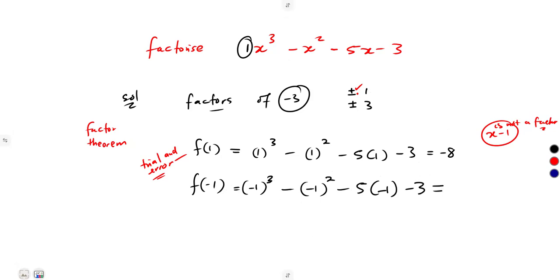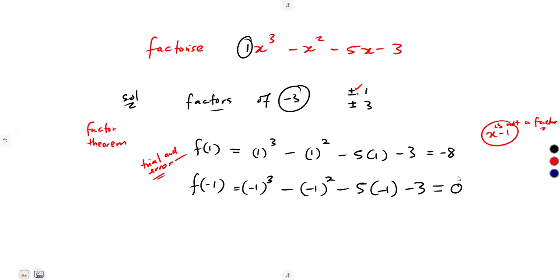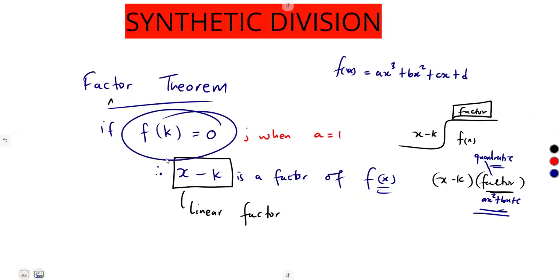That's equal to what? In place of x, we are going to put a -1, like this. And you can see that you are obtaining a 0. This is exactly the situation that we need of our factor theorem.